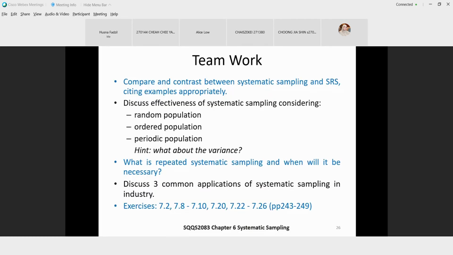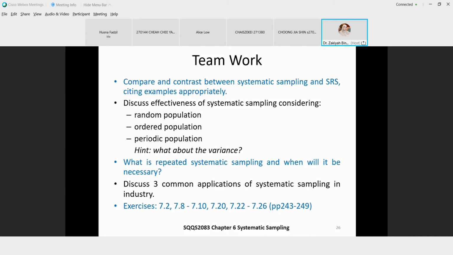All right. So the first one, compare and contrast between systematic sampling and SRS. We've just been through that, and citing examples appropriately. As I mentioned earlier, I would expect when I look at your teamwork in your Google Drive later on, I better not see very familiar examples. Think of it, modify a bit. You understand the scenario, just modify a bit. Citing examples appropriately. Now, in terms of effectiveness of systematic sampling, considering random population, ordered population, periodic population.